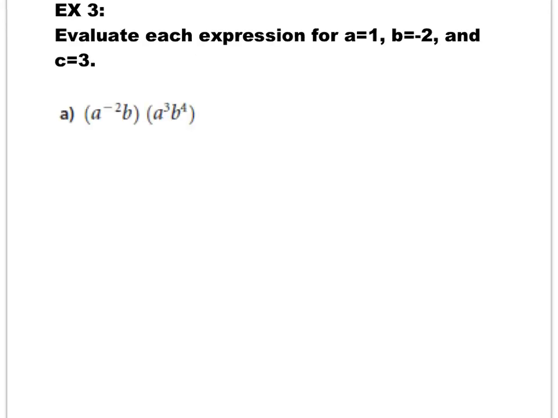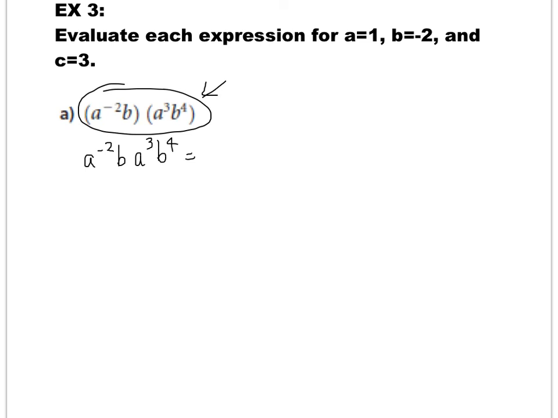In this example, I have to evaluate this expression when a is 1, b is negative 2, and c is equal to 3. There are two ways you can do it. Either you substitute the values right away and then simplify, or just simplify this expression first and then substitute. I would prefer to simplify this one first. So I'm going to take the brackets out. I'm going to get a exponent negative 2 b times a exponent 3 b exponent 4.